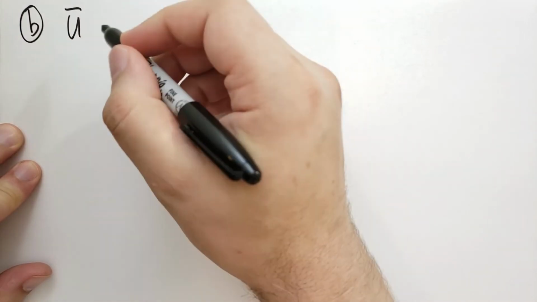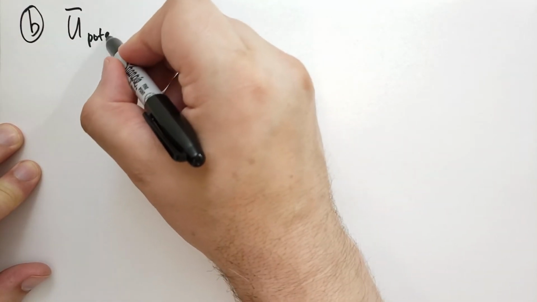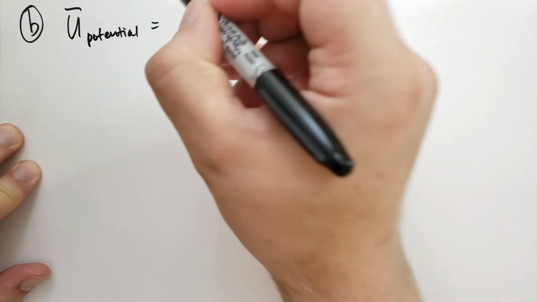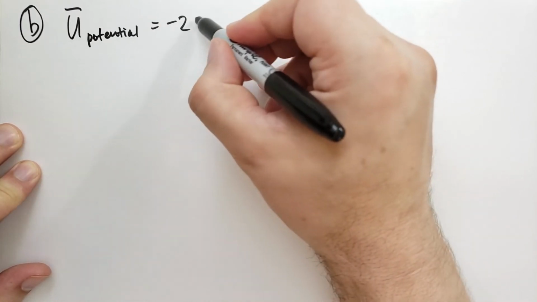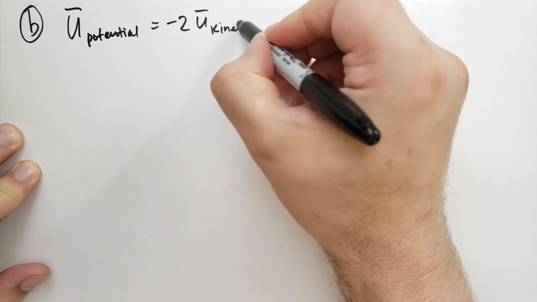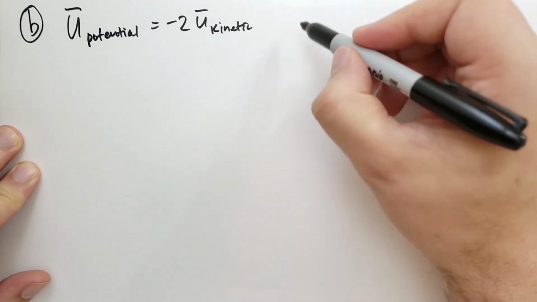Part B says the conclusion of part A turns out to be true, at least on average, for any system of particles held together by mutual gravitational attraction. So we have the average potential energy is equal to minus twice the average kinetic energy. And this is the virial theorem.